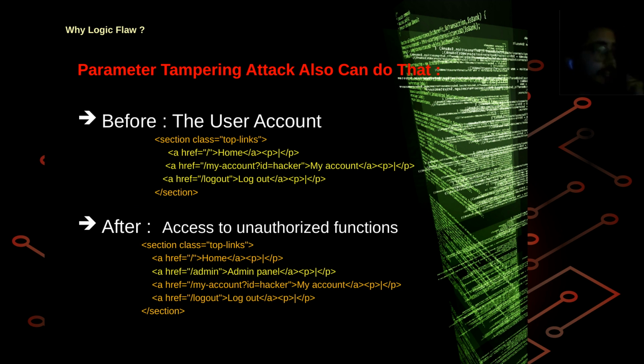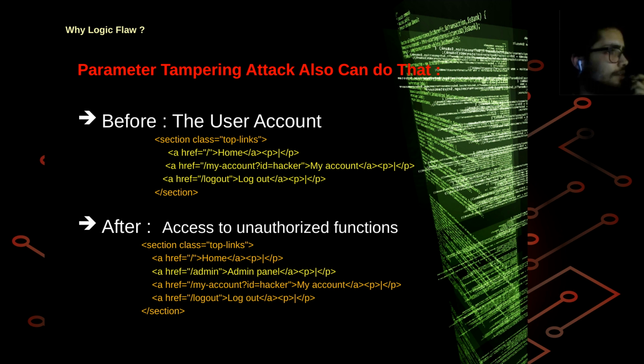Firstly, the user account with role ID 1 has just my account, my room, and then logout. So they just access their account only. But when he changes his role, he accesses an unauthorized function. As you can see, the admin panel. So he accesses the admin panel page.